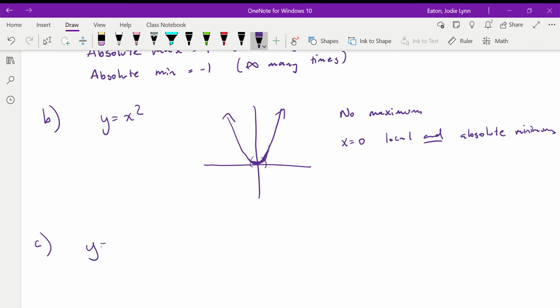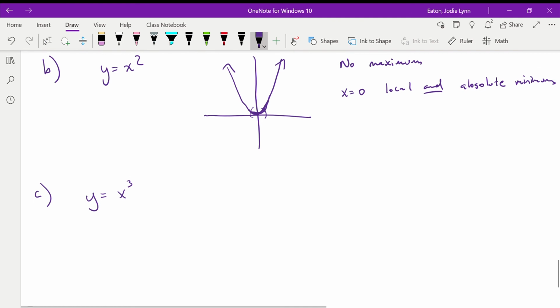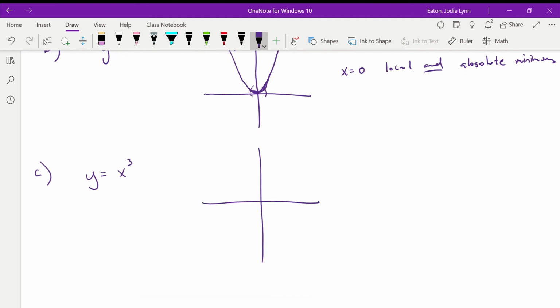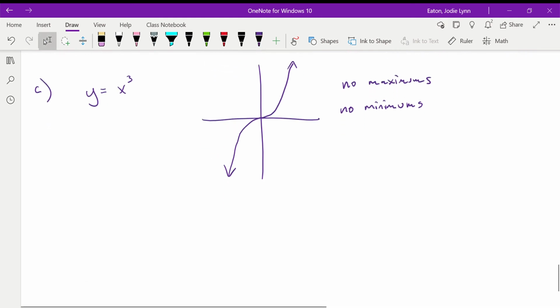So if we have y equals x cubed that we took a look at before, we start down here, we go up, we kind of get a horizontal tangent for a sec, and then we keep going up. This one has no maximums, because any y value you reach, you can find a higher one, and no minimums, because any y value you reach, you can find a lower one. It just kind of keeps going on infinitely.